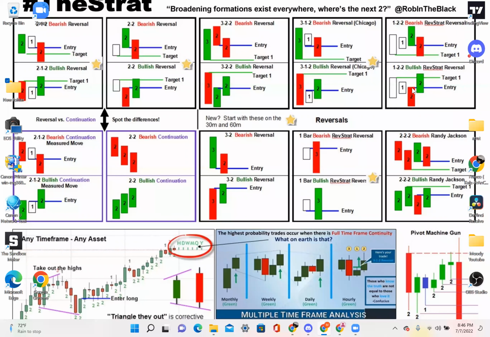On this one, you would have taken the break of your previous candle of the 2 down. When this bar came out, it would have been an inside bar like this, a 1. As soon as it triggered your entry, it would have turned into a 2, and you would have entered your trade and taken profits right here at this candlestick if you wanted to, and also right here.